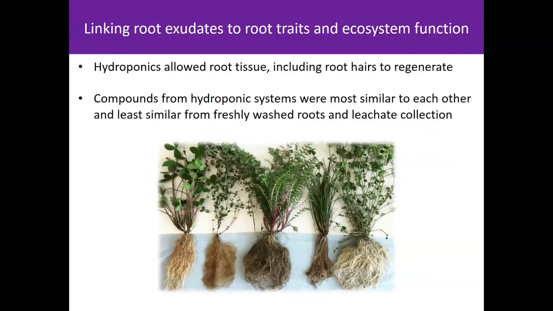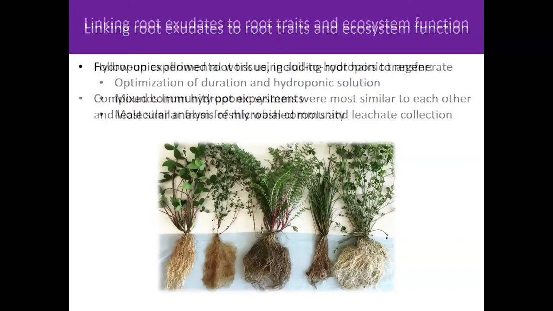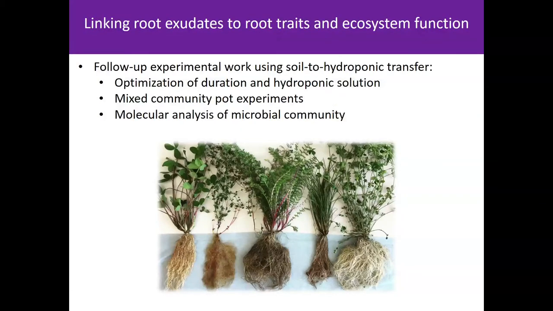So because of that, combined with the differences that we were measuring in the GCMS profiles that we got back from these, we conclude that the hydroponic system we've developed allowed the root tissue, including the root hairs, to regenerate and is probably the most representative of what you would find in a more passive root exudate collection procedure. And these compounds were most different from the leachate collection, but what we hope to do in a follow-up experiment is optimize this collection procedure.